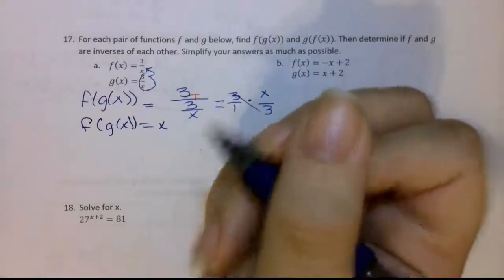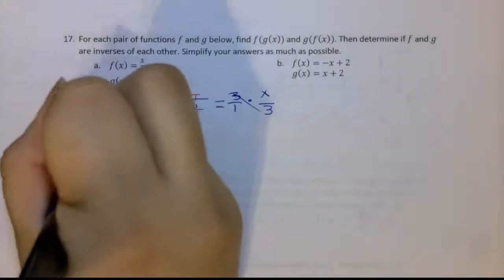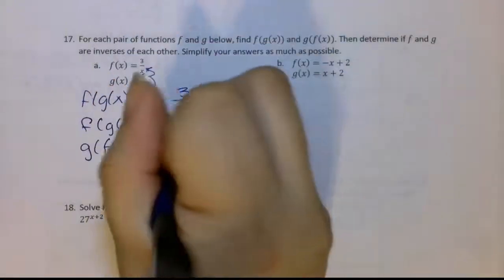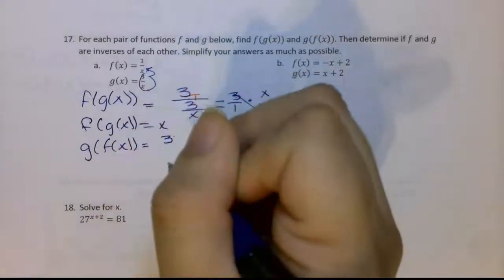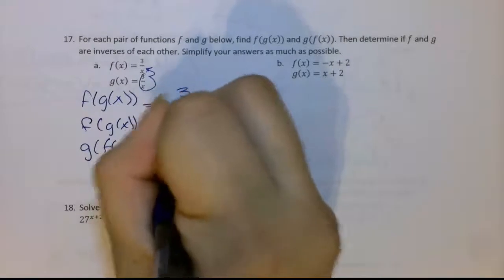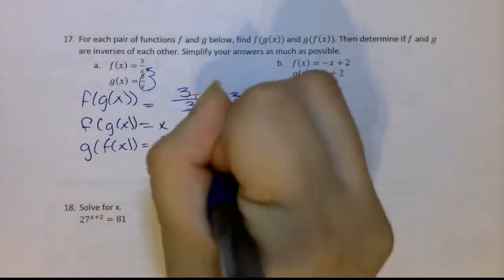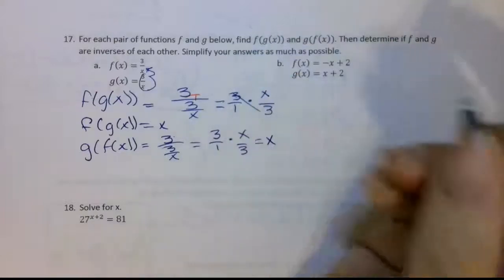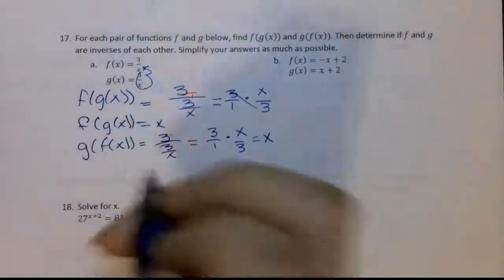So now I need to go do the same thing for g of f of x. It works the same way because they are the same equation. So this time I have 3 over x, which will give me 3 over 1 times x over 3, which gives me x again. So this one is inverses.